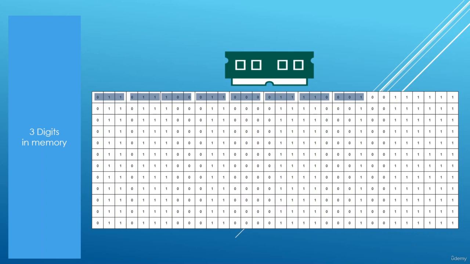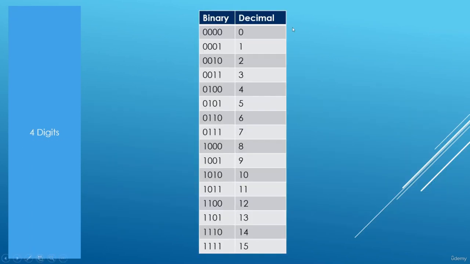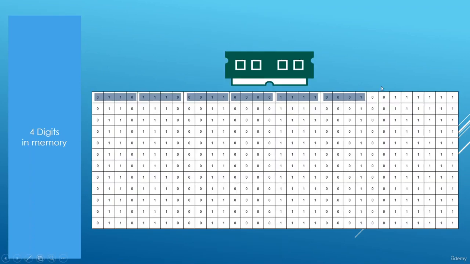Okay, so what if we want to group our digits in groups of 4? We can do that, and we're going to end up with something like this. The values we can represent are going to go from 0 all the way to 15, and you can try and prove this using the calculator like we just did. And it is going to look like this in memory.